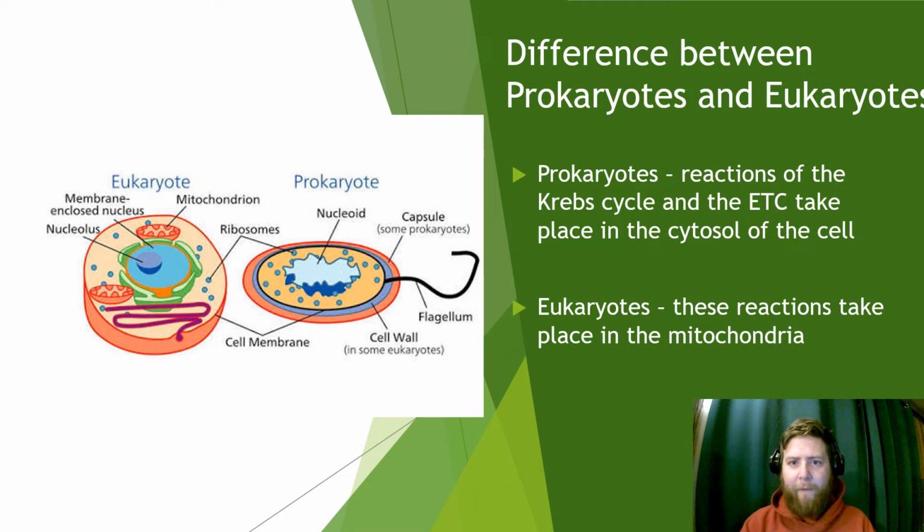There are some slight differences between prokaryotes and eukaryotes. In prokaryotes, the reactions of the Krebs cycle and the electron transport chain take place in the cytosol, the fluid portion of the cell, because they don't have a mitochondria. But in eukaryotes, we do these reactions inside our mitochondria. If you remember, these mitochondria were probably early prokaryotes that were eaten and not absorbed because they had these properties to produce ATP.